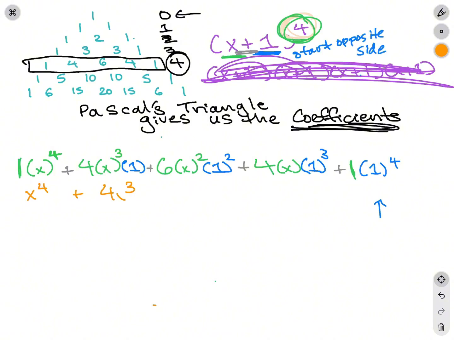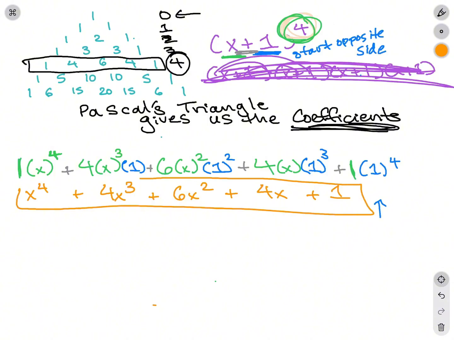The next one is just 4x cubed, because there's just a 1 there. Next one is 6x squared, because 1 squared is just 1, so it's just times 1. 1 cubed is just 1, so that's just 4x times 1, which is just 4x. And then 1 to the 4th is just 1. So that is our answer, and you did it.